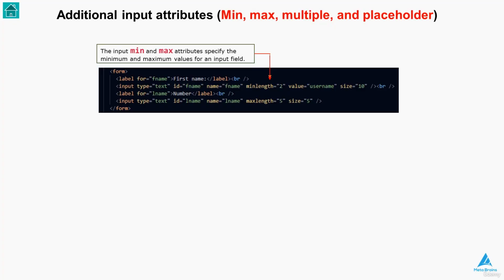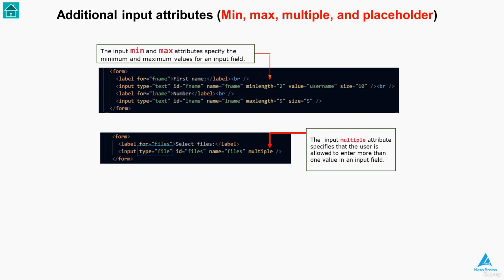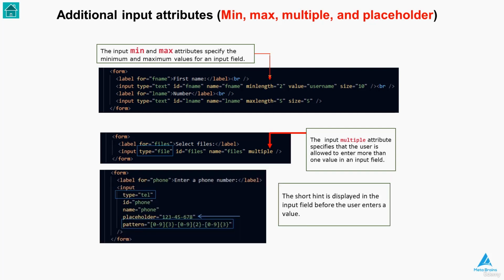In this lecture, we'll be introducing some new attributes like min, max, multiple, and placeholder. Min and max, these attributes are used to specify that the user cannot exceed the maximum limit and that they cannot go below the minimum value. Multiple, it's used with the input type file, and it means that the user can attach more than one file. Placeholder, this is a short hint that's displayed before the user enters a value, so it's just to help the user understand better what his input is gonna look like. So the placeholder helps the user in understanding how the input should look like.